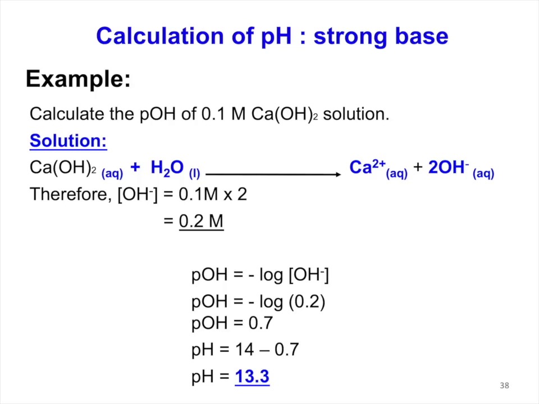So we substitute this value into the formula. We get the pOH equal to 0.7. So in order to calculate the pH, we use the formula pH plus pOH equal to 14. So we can get the pH, 13.3.